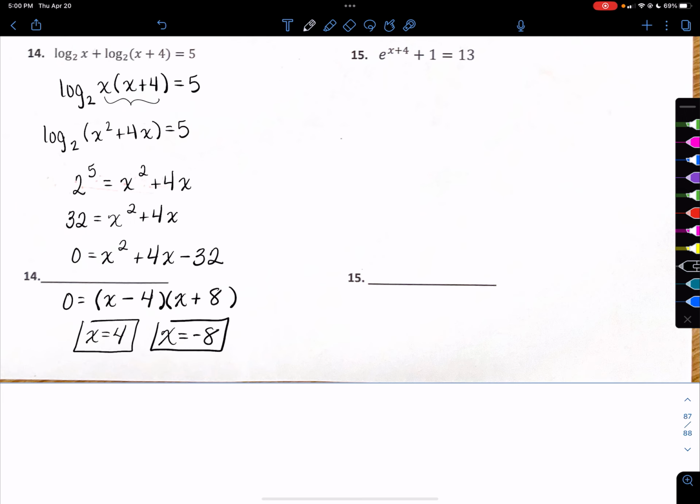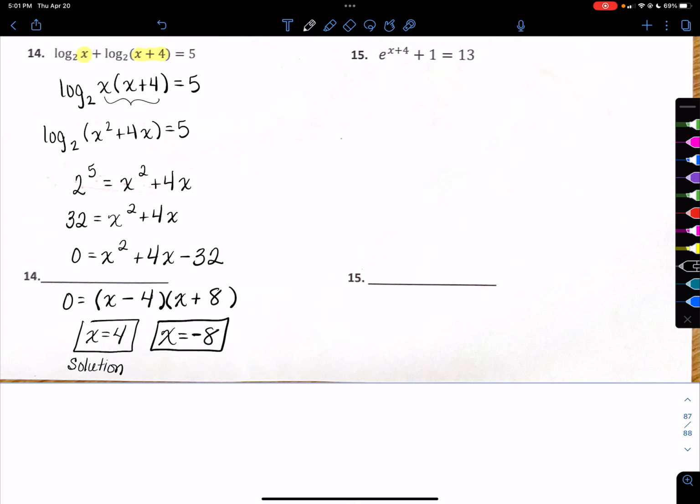Now, we started out with the log, so we've got to check our solutions for both of these. Okay, so we're going to check the argument. So the argument here is x, the argument over here is x plus 4. So if I replace x with 4, it's positive. If I replace x plus 4 with 4, that's 4 plus 4 is 8, it's positive. So x equals 4 is a solution.